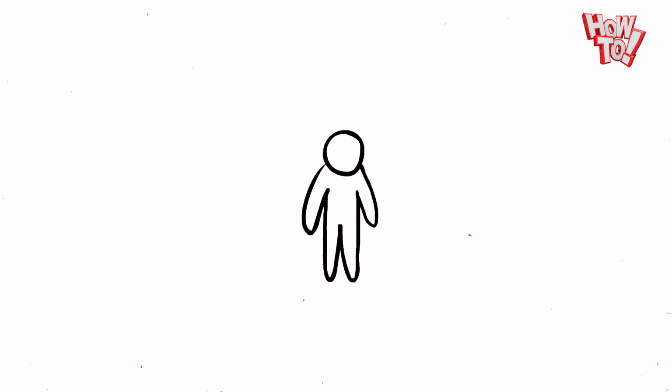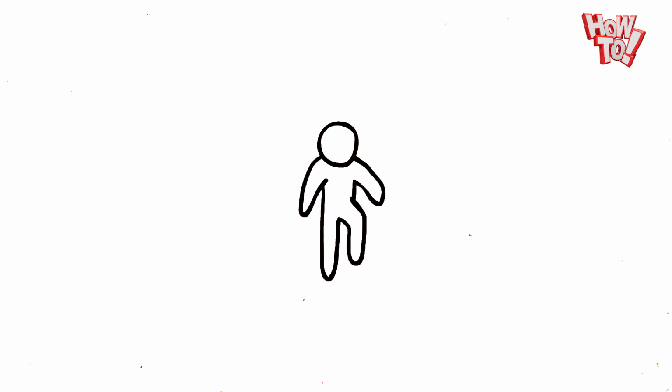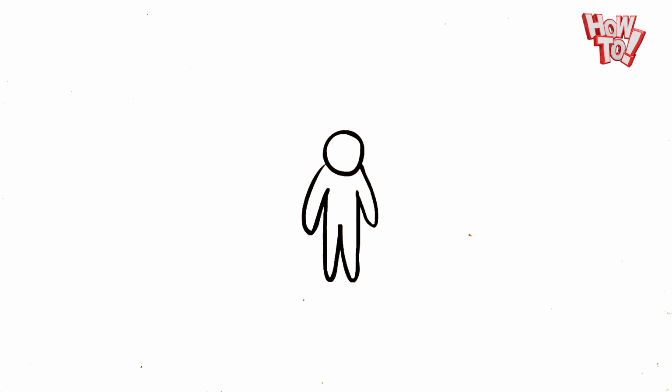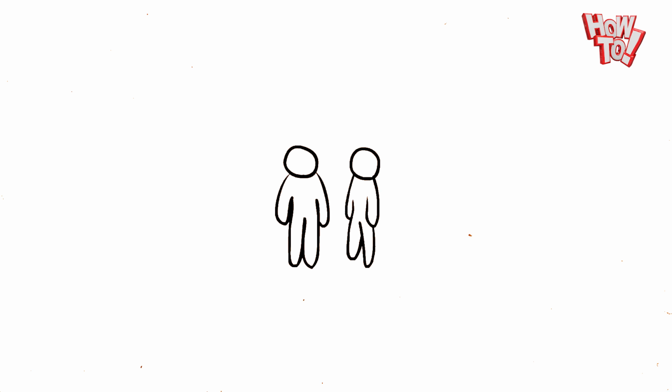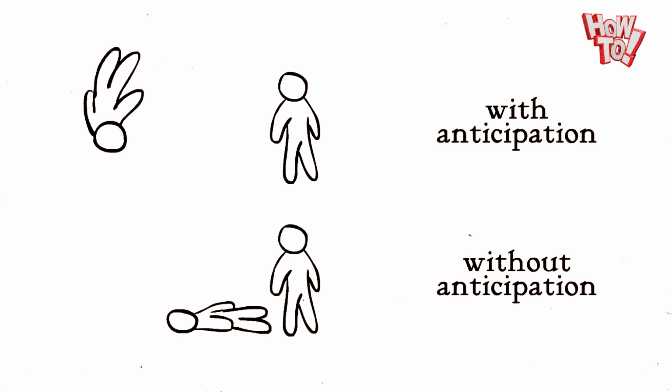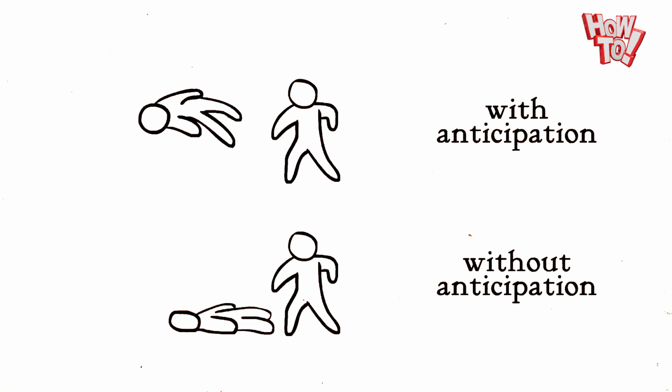Now see this character jumping without anticipation. It looks unrealistic because the energy to jump comes from nowhere. Another good example is a punch. See the difference, with anticipation and without anticipation. Now you see this in a lot of cartoons. Before running, the character anticipates like this before zooming off.